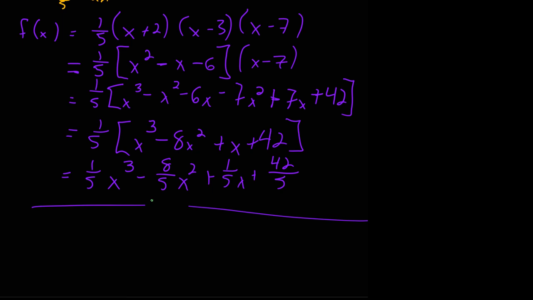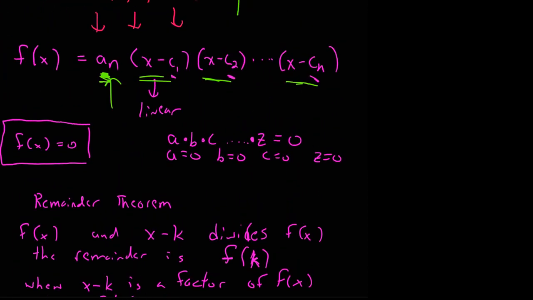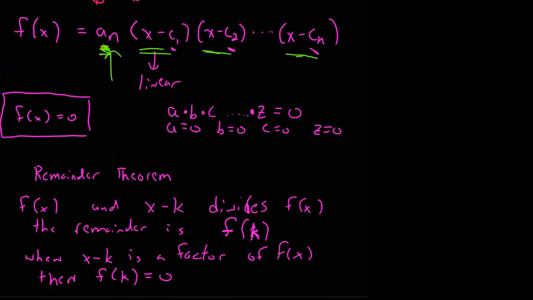This is what happens when you have data and you need to find a function. You now have something you can use in the future for something that has solutions of -2, 3, and 7 and passes through the point (8, 10). And it is really a byproduct of this completely factored form and solving for the leading coefficient. So all these roots have this information.